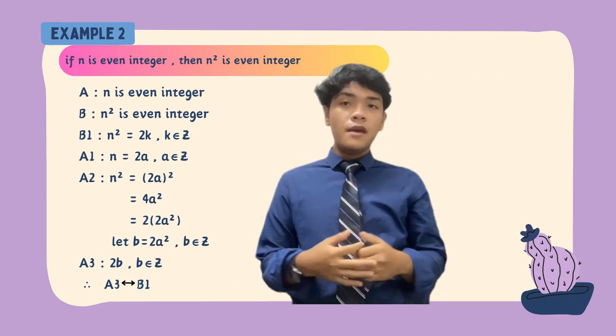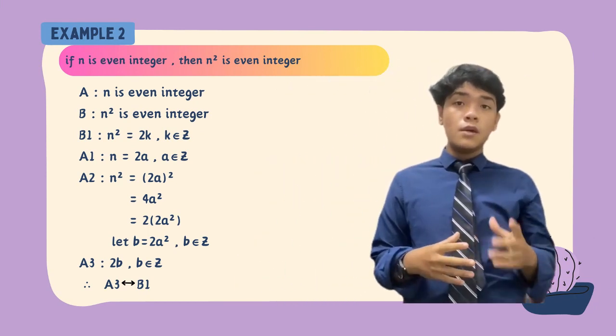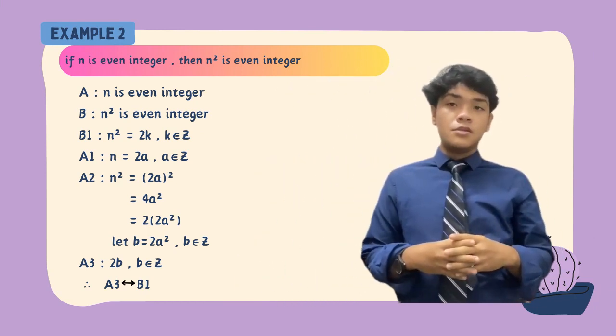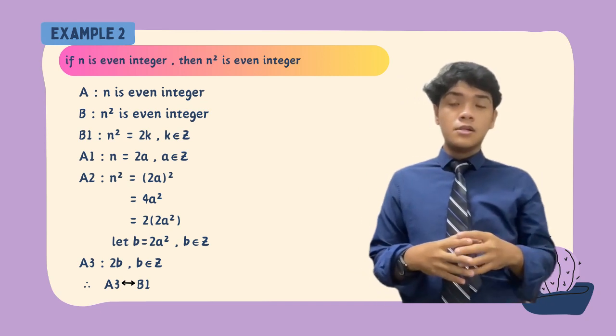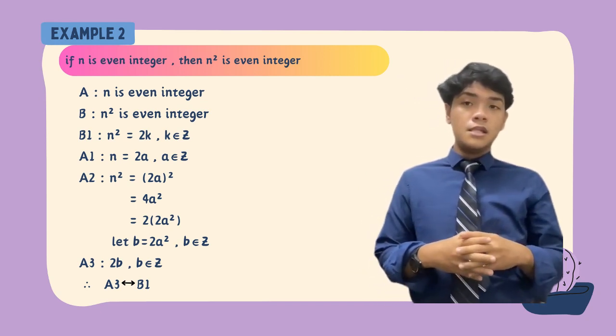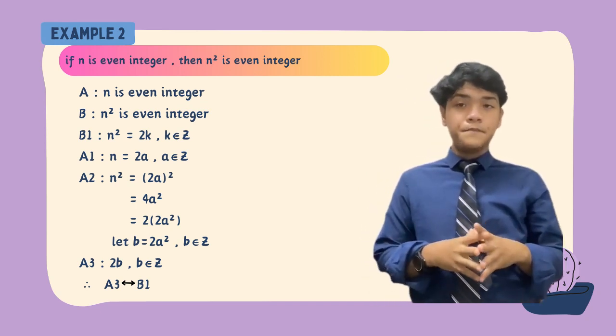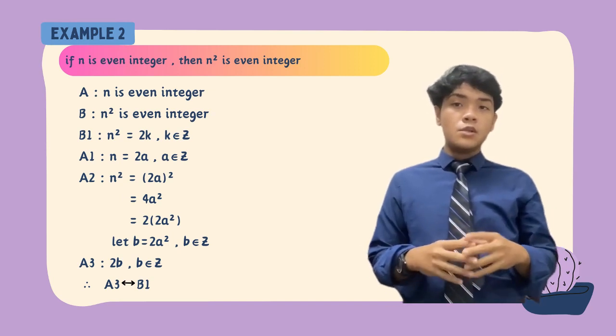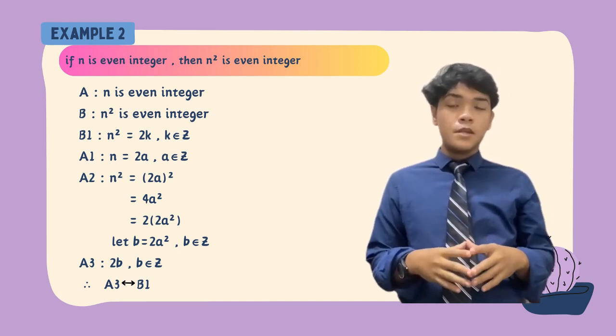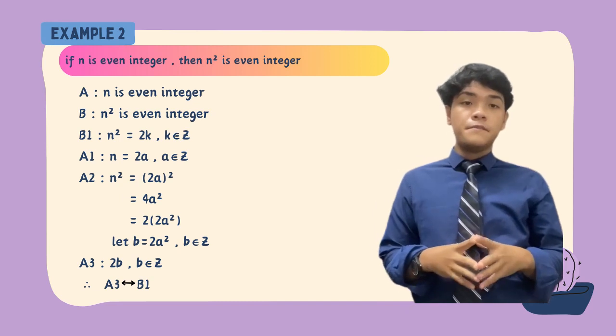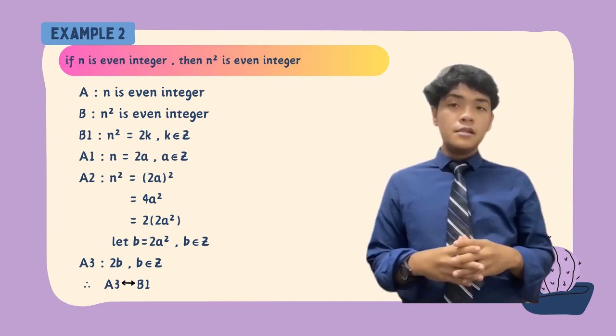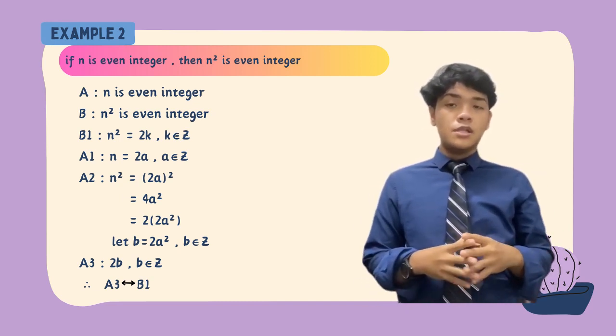Example 2. If n is an even integer, then n squared is an even integer. So we write the hypothesis and conclusion. A, n is an even integer. B, n squared is an even integer. Then B1, n squared equal to 2k, k an element of the integers. Then A1, n equal to 2a, a an element of the integers.